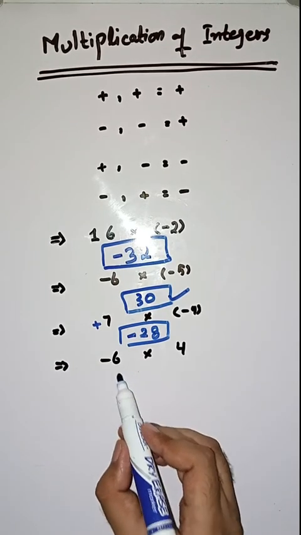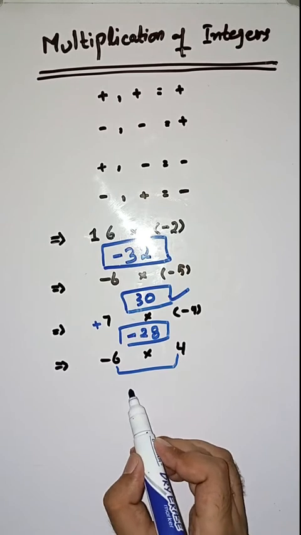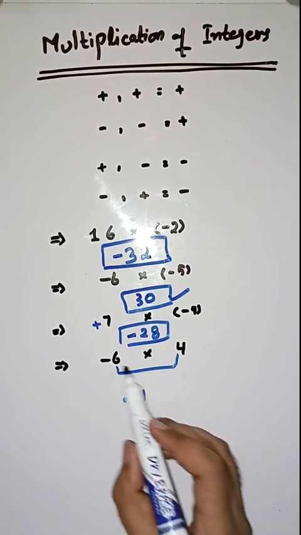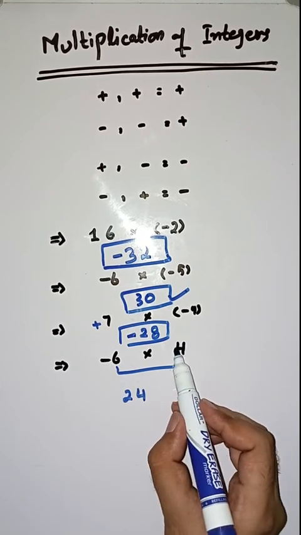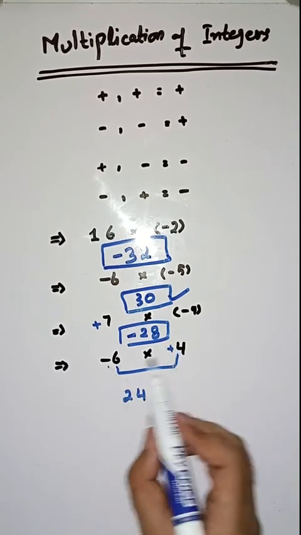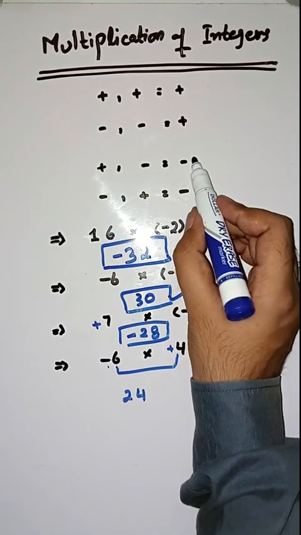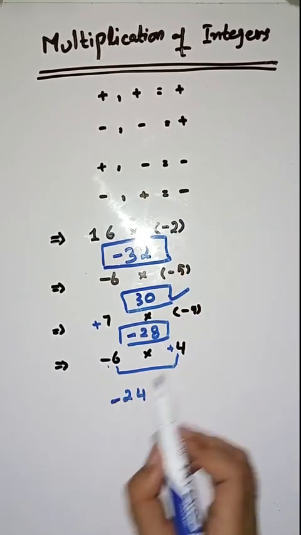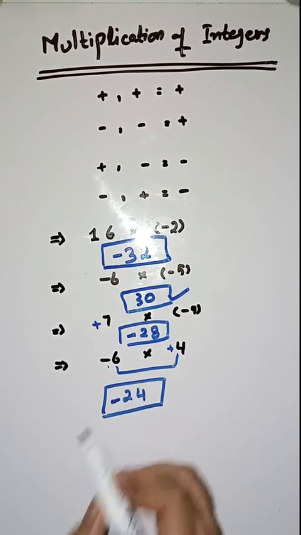First we will multiply the numbers. 6 4s are 24. Now consider the signs. This is a negative integer. This does not have any sign, so this is a positive integer. Minus plus is equal to, we have read that, minus. So -6 into 4 is equal to -24.